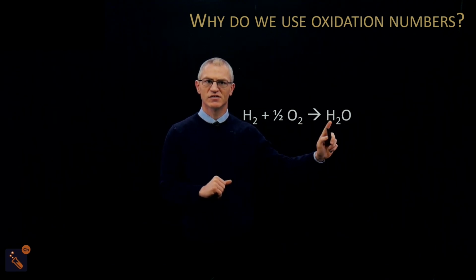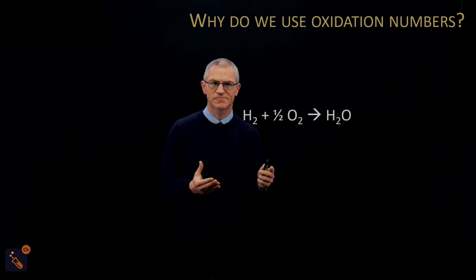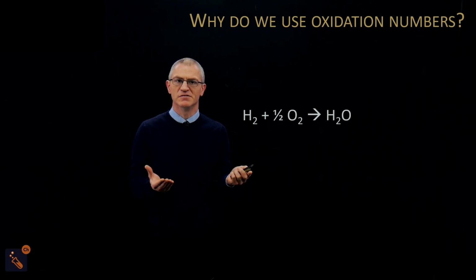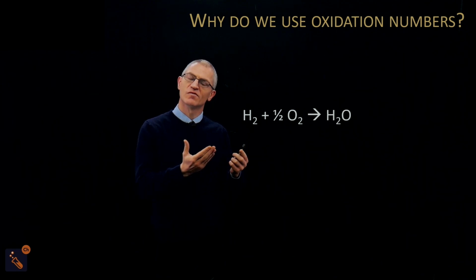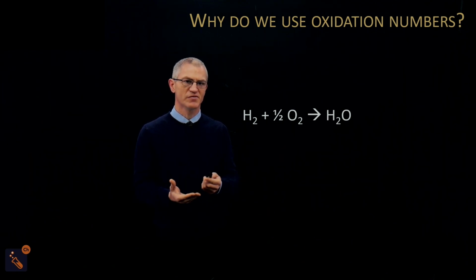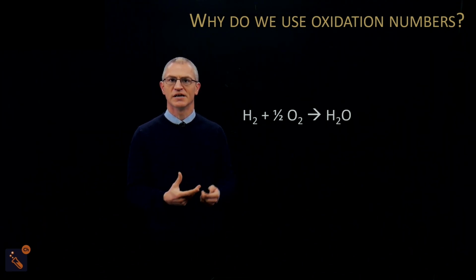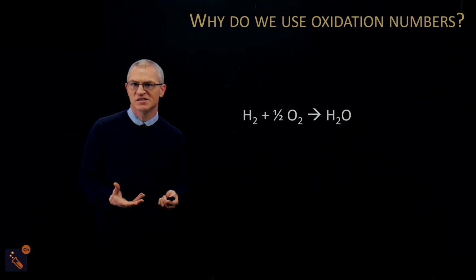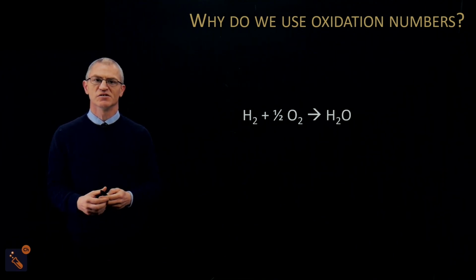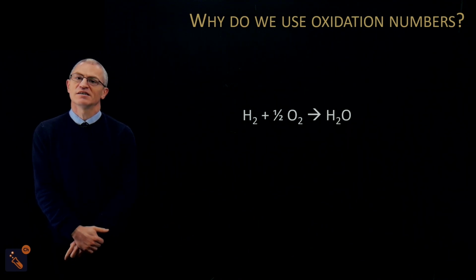Because the H2O is covalent, I don't have any ions. So therefore I don't have any charges to go from. And some elements have multiple charges. So common transition metals have multiple charges, and therefore I can't just say it's always going to be this, it's always going to be that. So it's really important that we have another system of assigning whether electrons have been lost or gained, and that system is oxidation numbers, also known as oxidation states in some places.